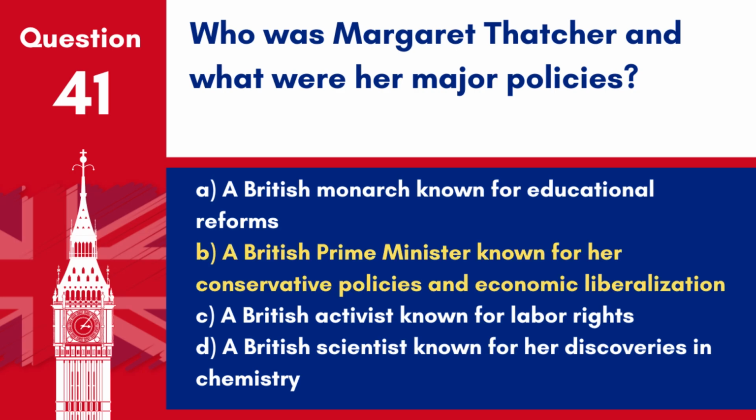Answer: B. A British Prime Minister known for her conservative policies and economic liberalisation. Margaret Thatcher, the Prime Minister from 1979 to 1990, was known for her strong conservative policies, economic liberalisation efforts, including privatisation of state-owned enterprises and reducing the power of trade unions.